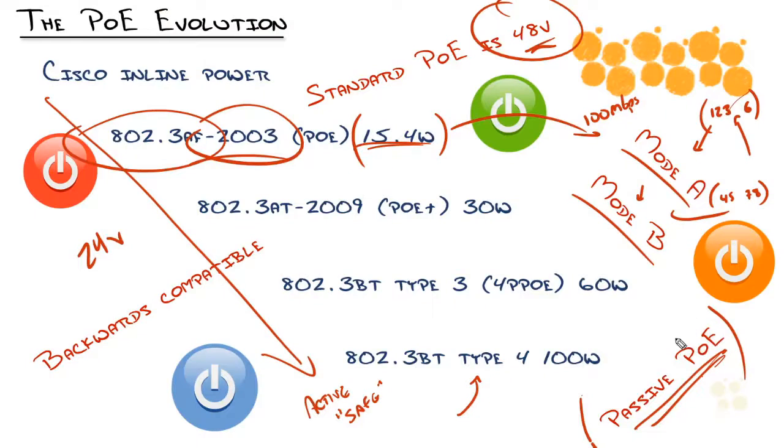If you plug in a non-passive PoE device, boom, give it a couple seconds and you've probably shorted it out. And just FYI, passive PoE almost always will be a mode B.